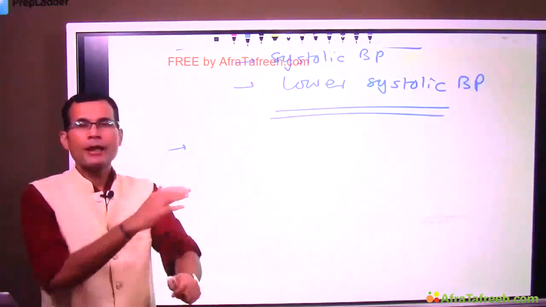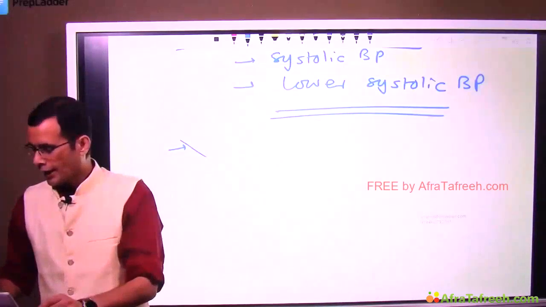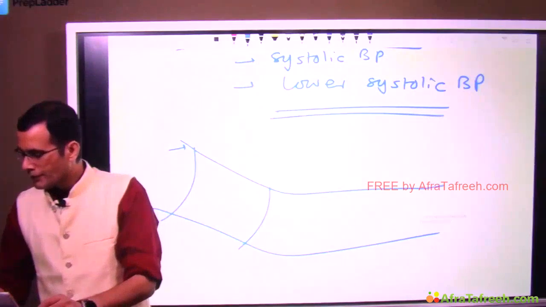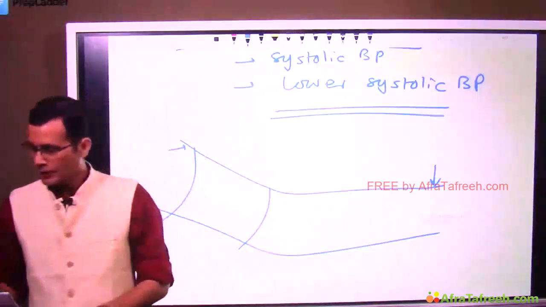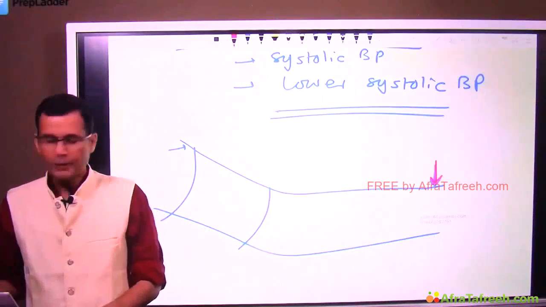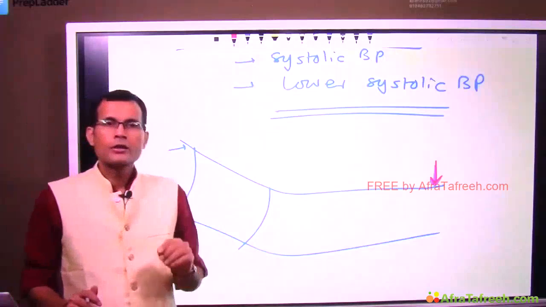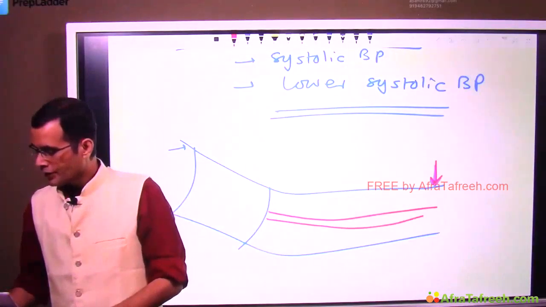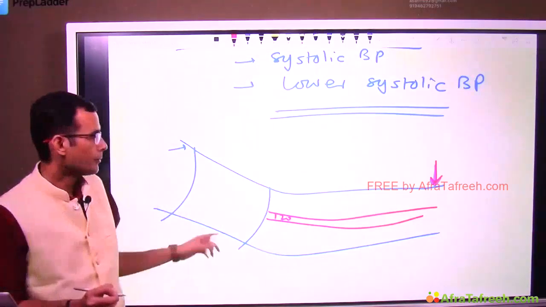Look, we apply the BP cuff to the arm and the pulse is palpated at the wrist. The pulse is being palpated at the wrist, radial artery. Okay, so let's say the pressure in the vessel, systolic BP, is 120 mm of Hg.